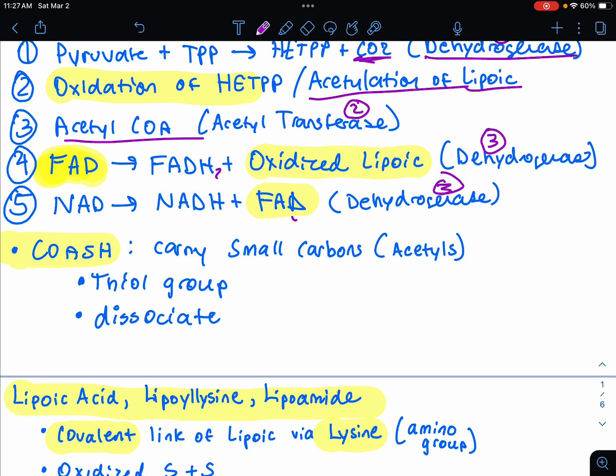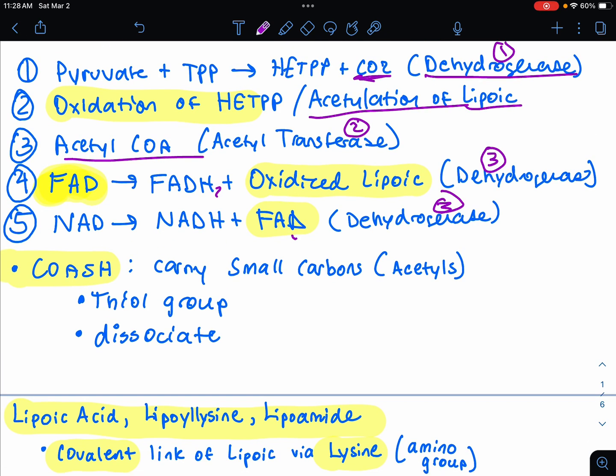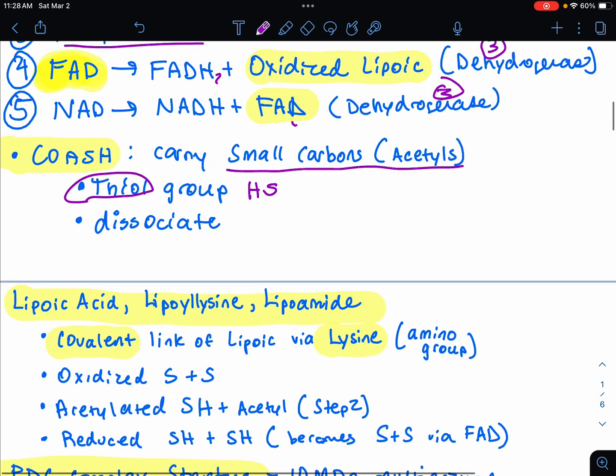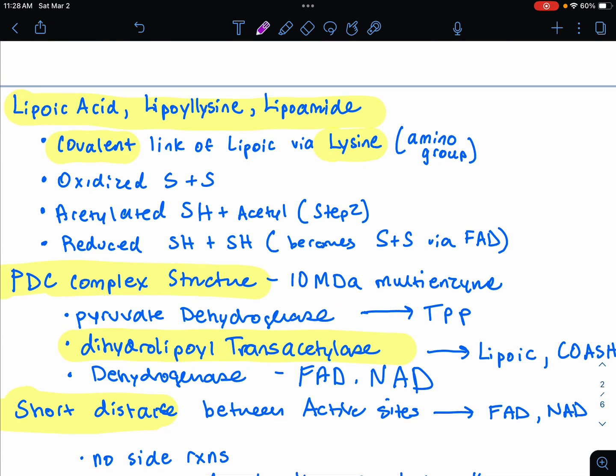Okay, so CoASH, let's talk about some of these different substrates and prosthetic groups. So CoASH, again, is a co-substrate. It's not a permanent part of the structure. They fulfill a function and then they dissociate. This one carries small carbons; CoASH carries acetyl groups. You have this very important thiol group in the molecule, that is HS. That's the reactive area. And again, it dissociates off. It's a co-substrate, CoASH.